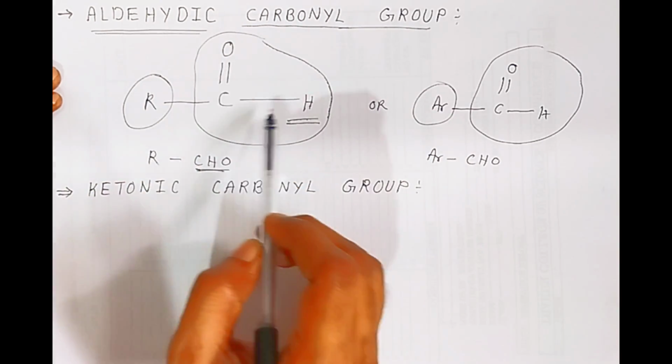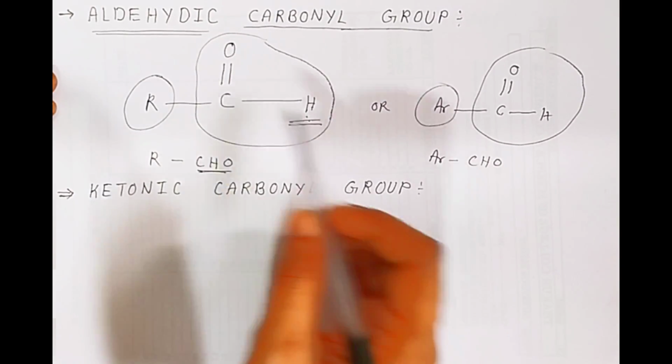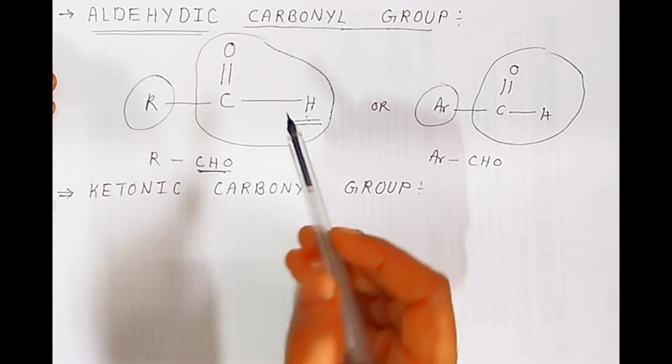So this is the carbonyl students. If one valency is occupied by hydrogen, it is called the aldehydic carbonyl group. So this is very important students. The aldehydic carbonyl group in an organic compound is very, very important.